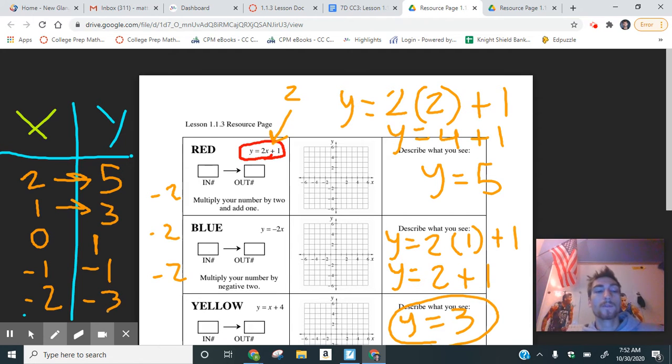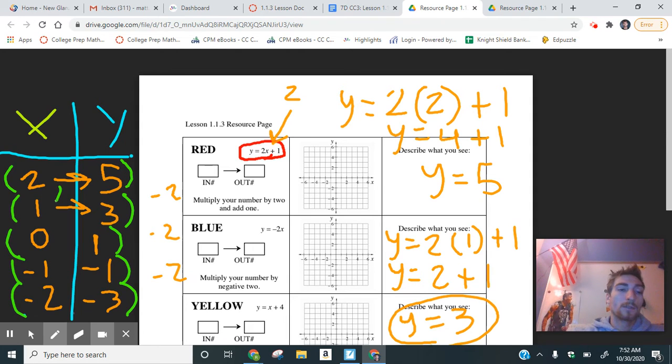Okay, now we need to list these as ordered pairs, which means we're going to have to draw parentheses around them, just like this, and write a comma in between those two numbers. So we have (2, 5), (1, 3), (0, 1), (-1, -1), (-2, -3). And now we're going to plot these points.